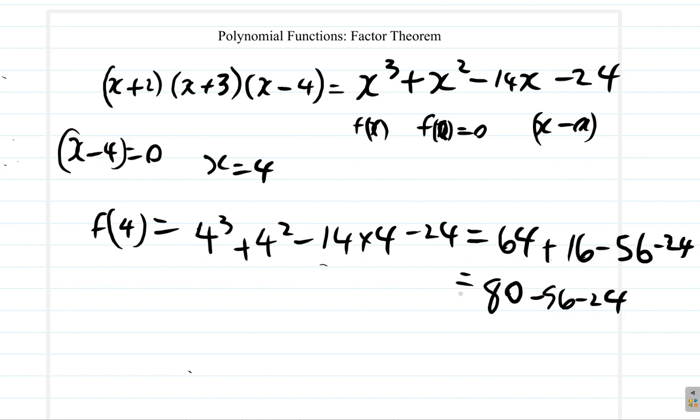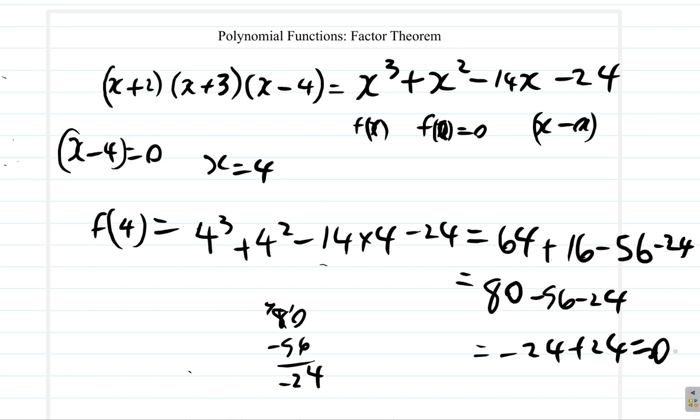80 minus 56 is 24. Then negative 24 plus 24 equals 0. So there we have it. We have 0 there.